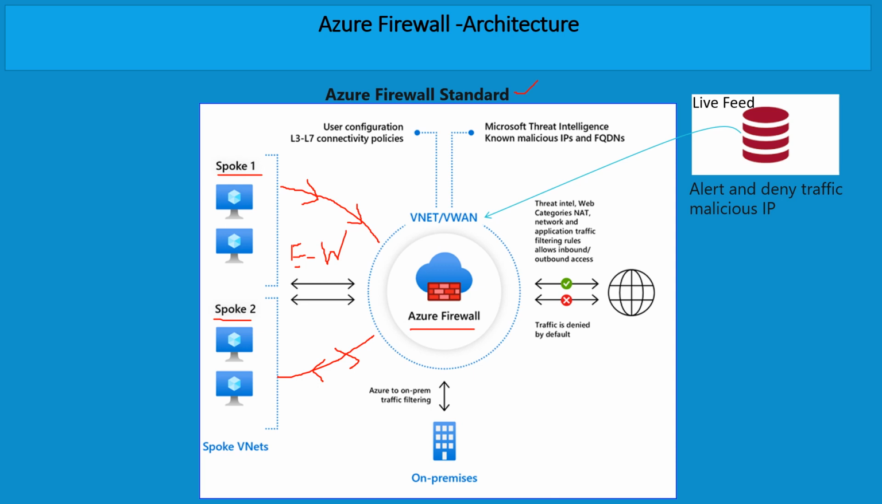Similarly, this is going to be your north-south traffic, which is meant to go to the internet. And then obviously you are going to have the functionality to configure L3 to L7 firewall rules.